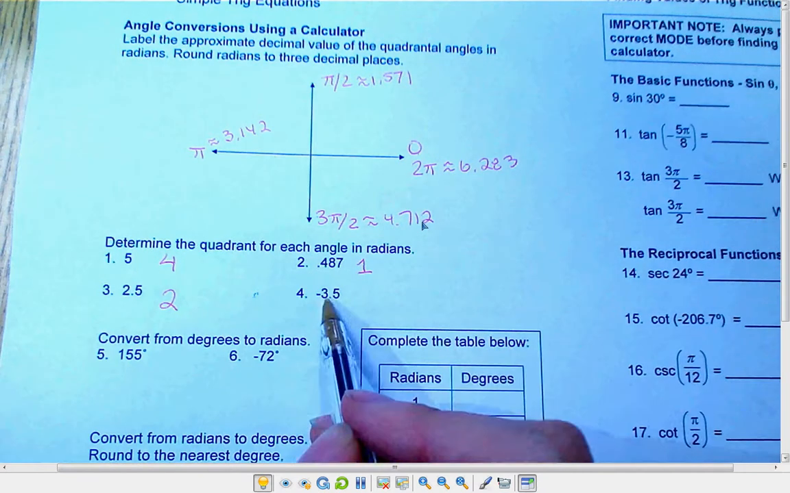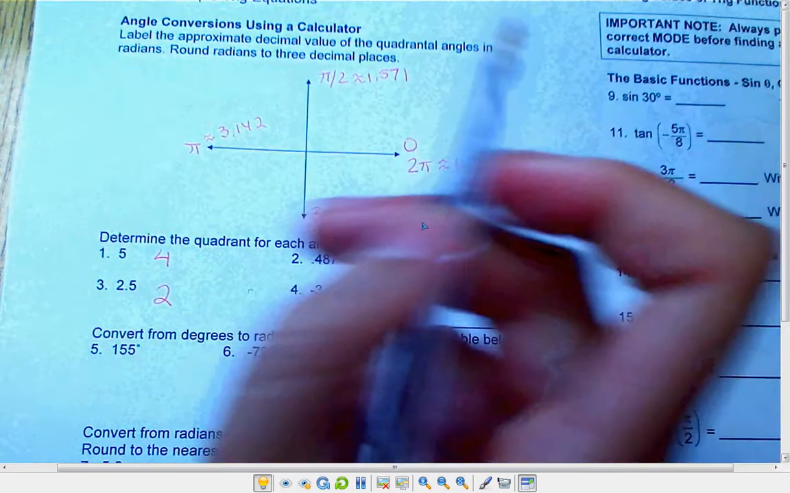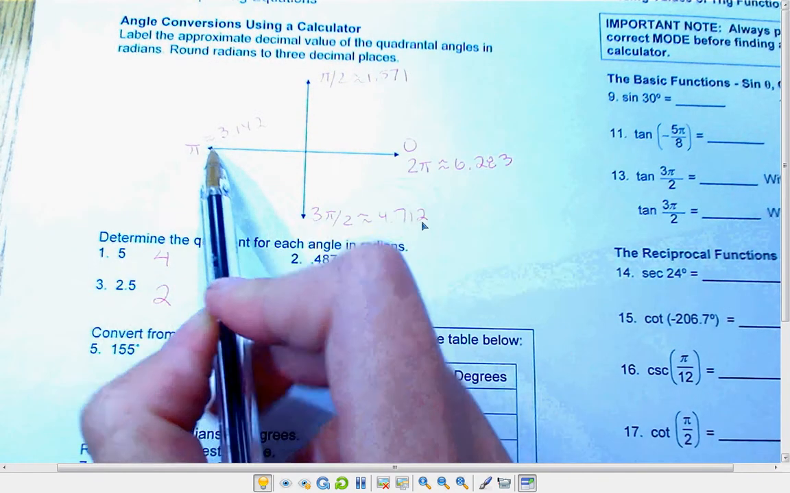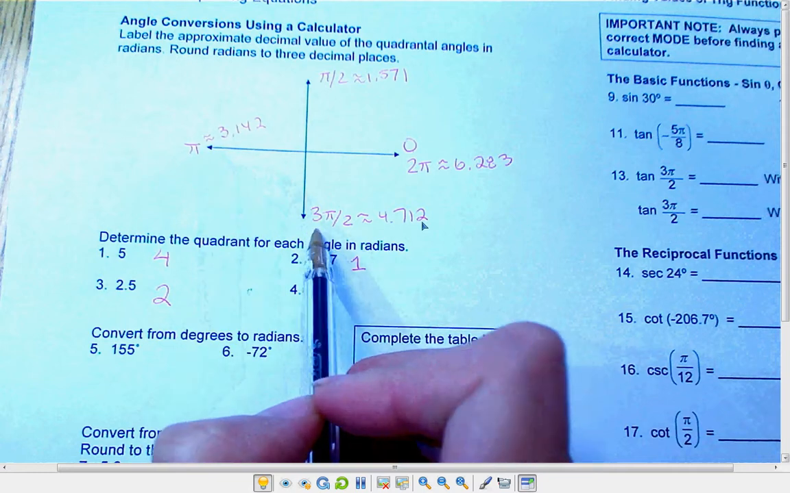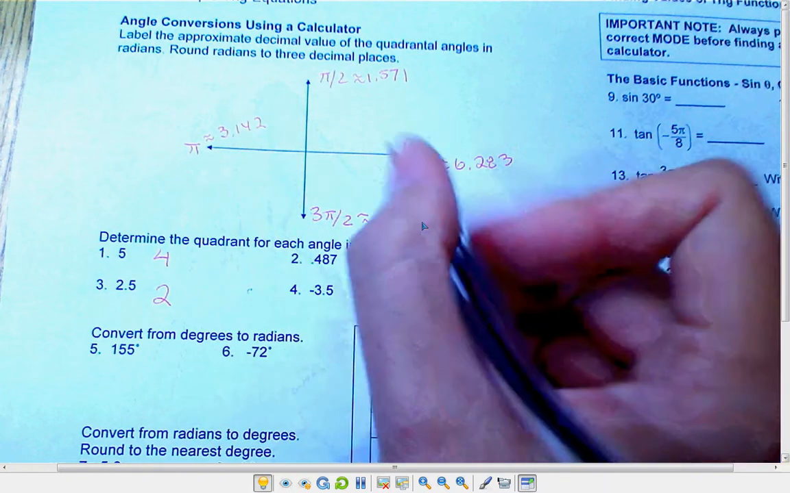And then negative 3.5, so now we're going in the negative direction. So 3.5 would originally be between pi and 3 pi over 2, but because we're going in the negative direction, we're going to end up back up here, which is in the 2nd quadrant.